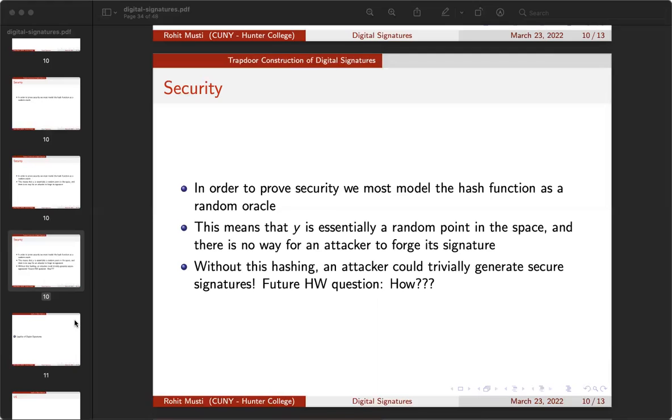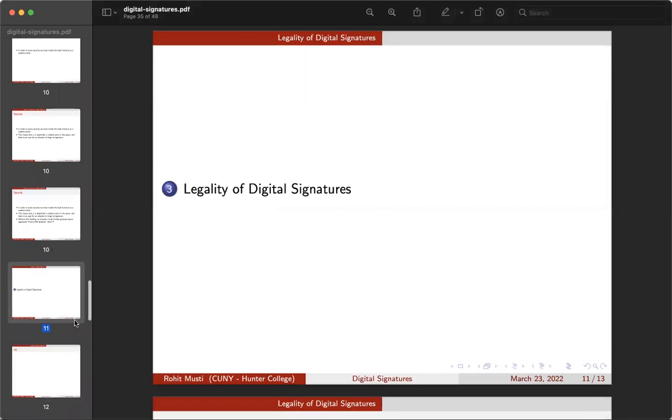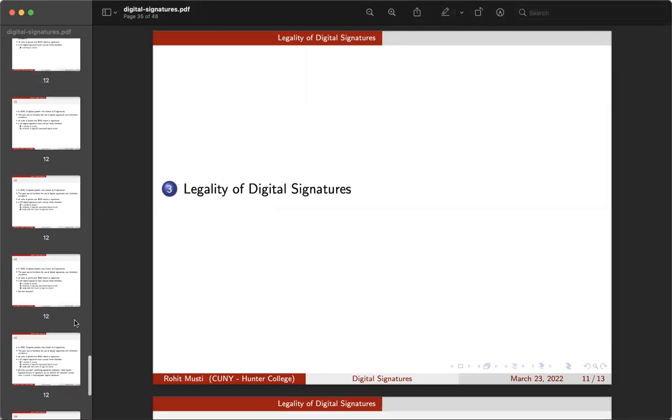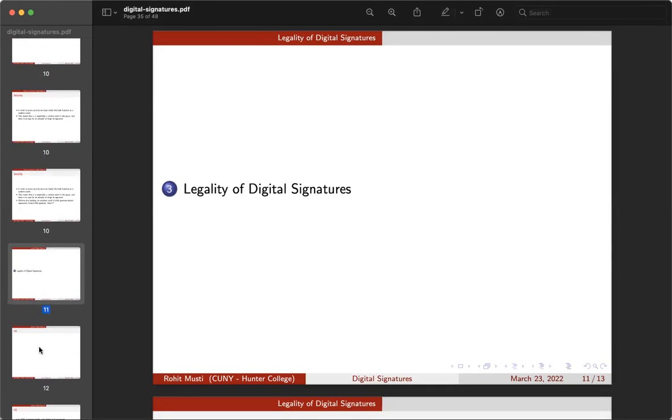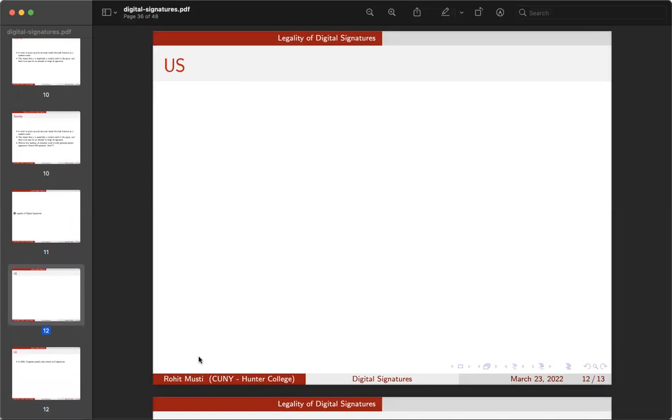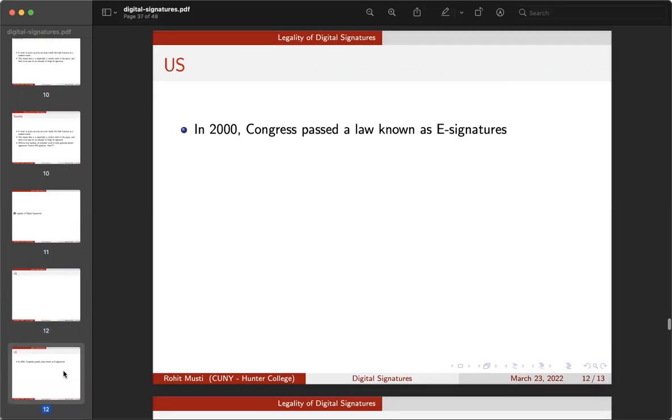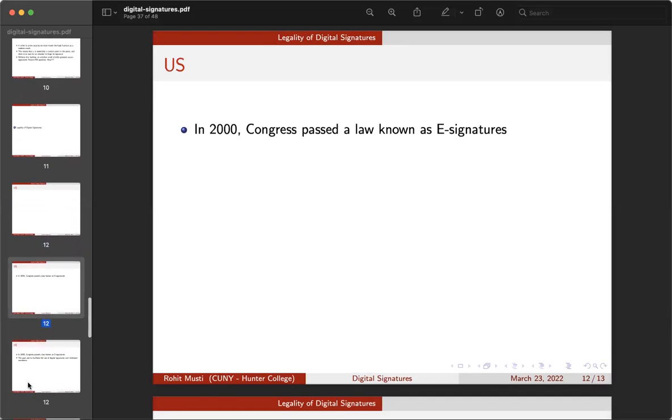Okay, we'll keep rolling then and come to my favorite part of lecture, which is of course some of this legal stuff. That's always really interesting. So the legality of digital signatures: how has the US government messed this one up? In 2000, the US Congress passed a law known as E-SIGN, or e-signatures. It's got an official name, but that's what people refer to it as.